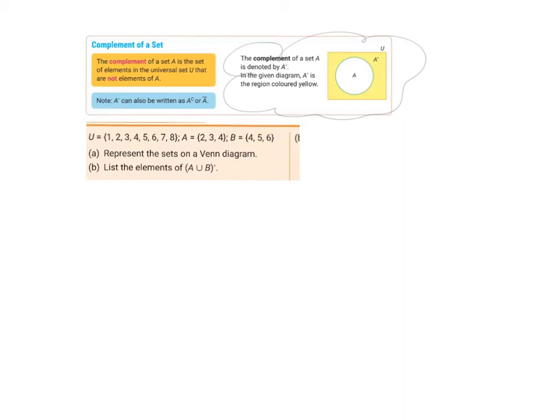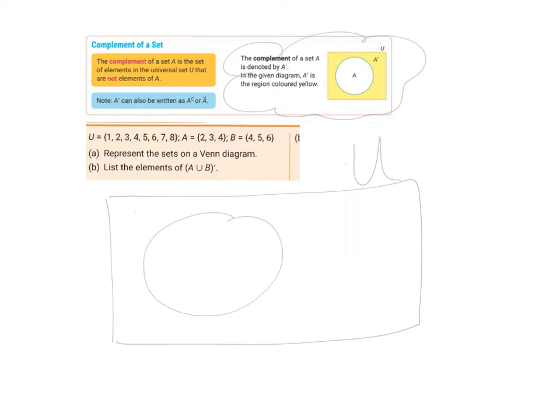Okay, so we'll just do another example here. It says represent this on a Venn diagram. So for a Venn diagram, we draw our rectangle. We have to label a big U for the universal set. I have two sets, A and B, so I'll just draw my two circles and label them A and B. Remember, the first part we have to fill in is the intersection part. So you should be very familiar with these ones.